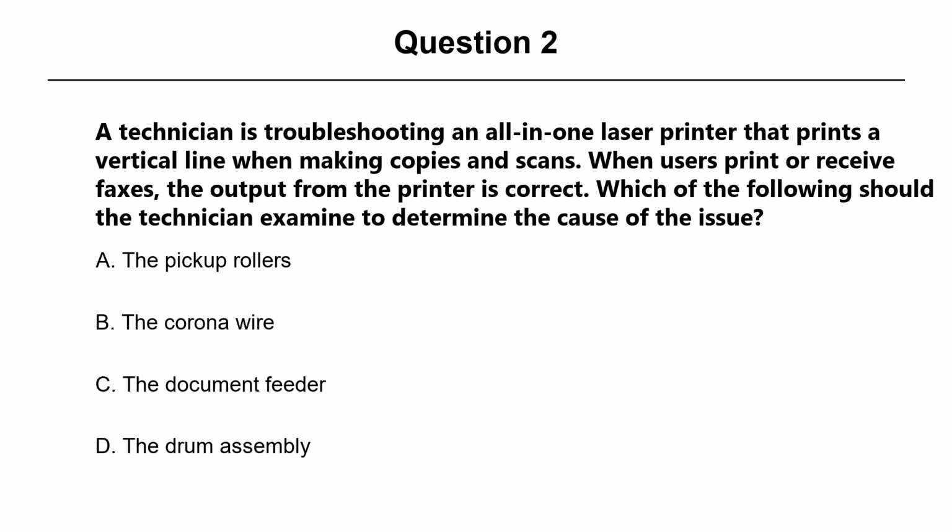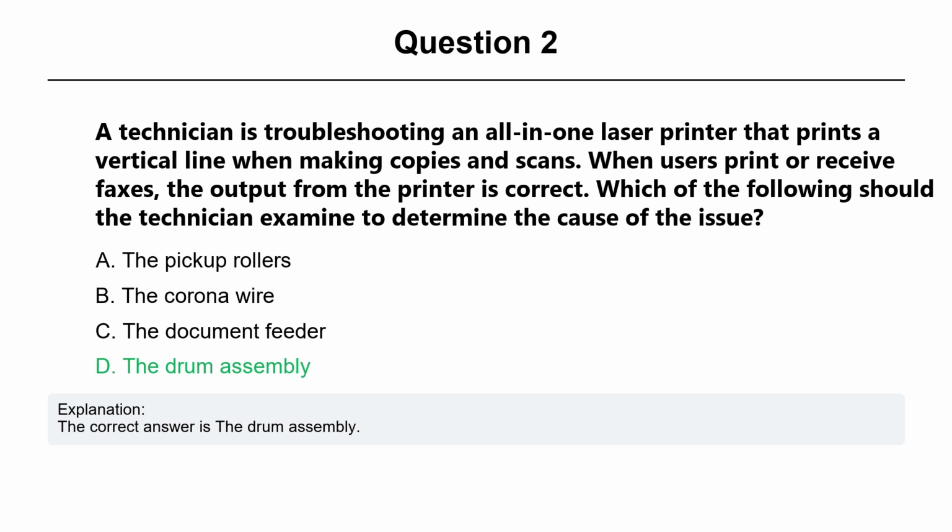Question 2. A technician is troubleshooting an all-in-one laser printer that prints a vertical line when making copies and scans. When users print or receive faxes, the output from the printer is correct. Which of the following should the technician examine to determine the cause of the issue? Option A, the pickup rollers. Option B, the corona wire. Option C, the document feeder. Option D, the drum assembly. The correct answer is option D, the drum assembly.